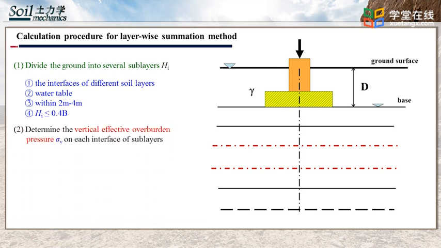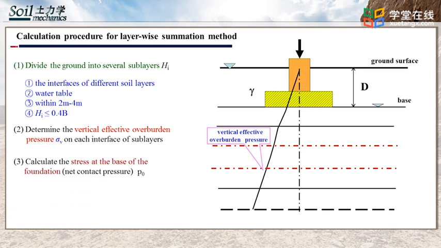Step 2. Determine the vertical effective overburden pressure, sigma_v, on each interface of sublayers, and plot its distribution curve. The effective overburden pressure should be calculated from the ground surface. Step 3. Calculate the stress at the base of the foundation, p0, namely the net contact pressure. It should be noted that when the foundation has an embedment depth of d, the net contact pressure should be used to calculate the stress increase induced in the ground. The net contact pressure, p0, is equal to the contact pressure p minus gamma times d.